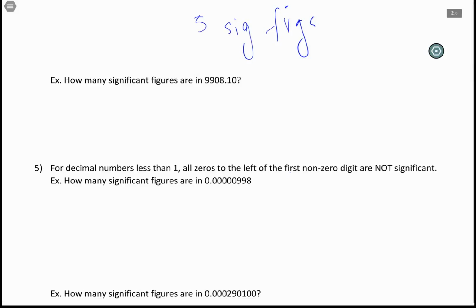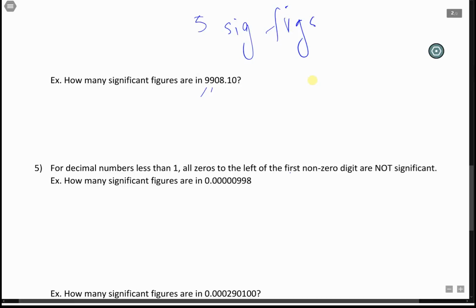Welcome back, and we're going to go over this example together. Again, if we have a decimal, all of the digits are significant. We count 1, 2, 3, 4, 5, 6. We have a total of 6 sig figs.